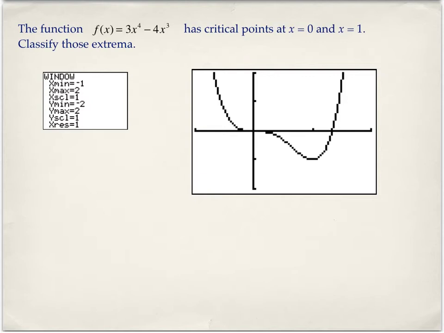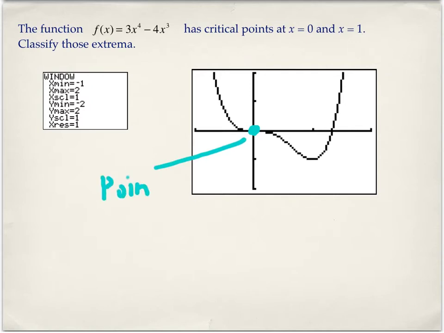Can we just classify what these extrema are? 3x to the fourth minus 4x cubed. I've gone ahead and graphed that. It tells us that the critical points are going to be at 0 and 1, so we just want to classify what those are. Well, clearly at 0, this is not going to be a maximum or minimum point here. So that point right there has to be that point of inflection.